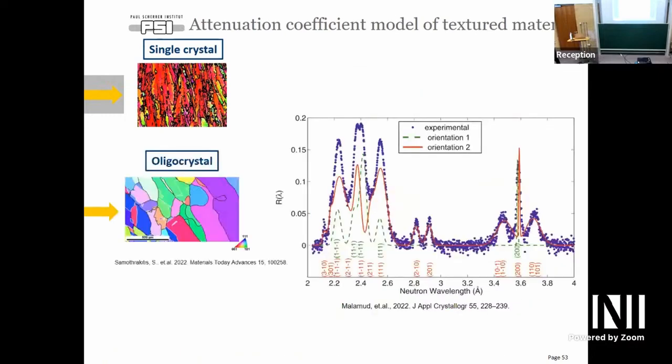so based on that, we kept working on it and we expanded the model to oligocrystalline material. In this oligocrystalline material, we have large grains, but only a few tens or hundreds. In this case, each one of these orientations will represent different peaks. And if we measure it, we will have the contribution of both at the same time. So this is the way my model works.